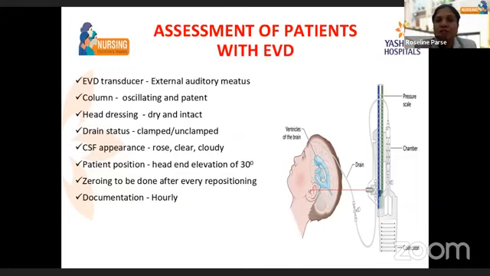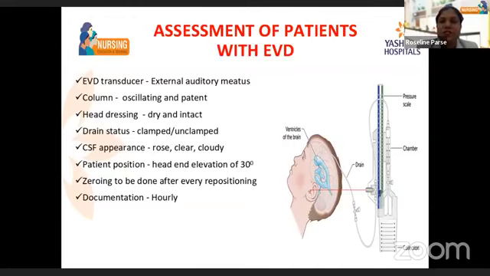Other than that, when the patient is on EVD, we must make sure that the transducer is placed at the external auditory meatus. Then the oscillation in the column. This is important to know if there is any obstruction. Then the head dressing, whether it's dry and intact. Then the status of the drain, if it is clamped or unclamped. CSF appearance, what is draining out, what is the color.